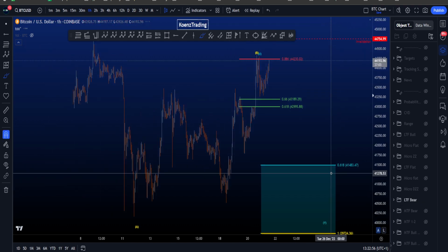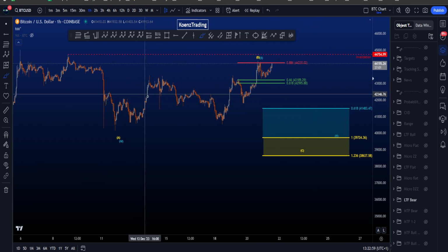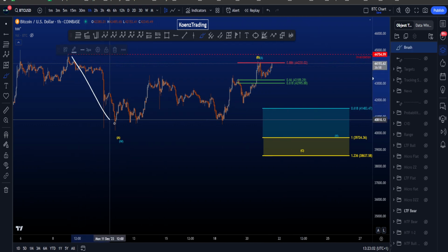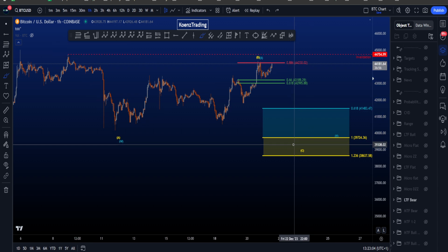If we then go to the low time frame and we have a look at this range here, then the scenario that would lead to another move to the downside is this ABC or WXY.